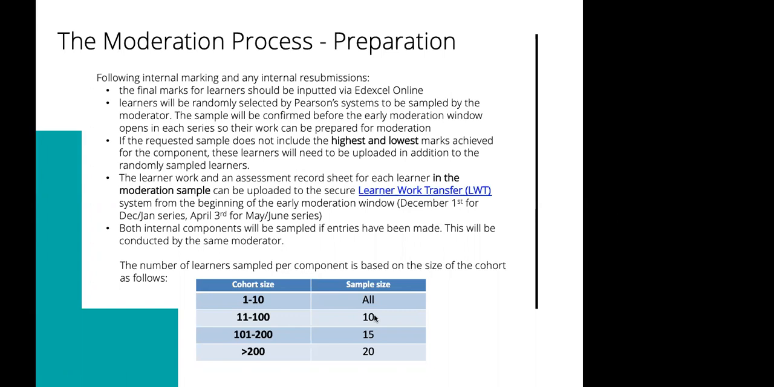Before that, you're going to be able to have a conversation with the moderator to choose a period where there can be some kind of feedback. In that preparation time, there will be a date that can be decided for some feedback. Then the sample gets confirmed, and the requested sample will have the highest and lowest marks, which is why I said the rank order was really important. If the requested sample doesn't include the highest and lowest marks achieved, there is a chance those learners will need to be uploaded in addition to what has been randomly selected. So we need to have the top and bottom of the rank order.